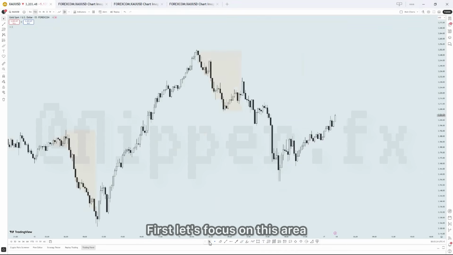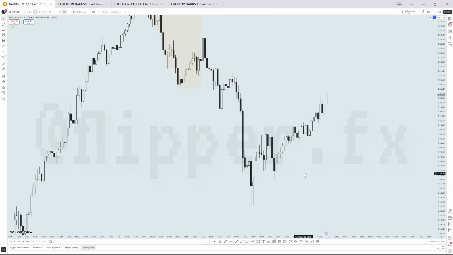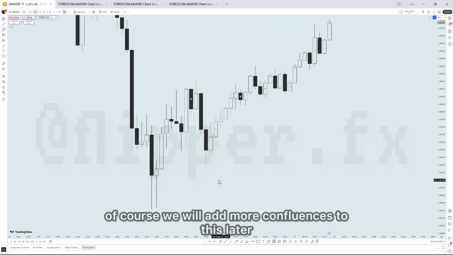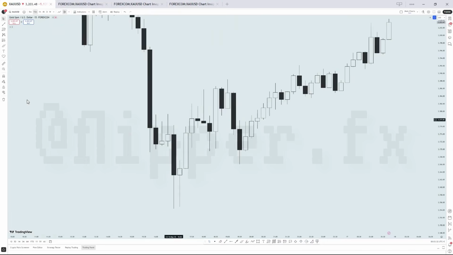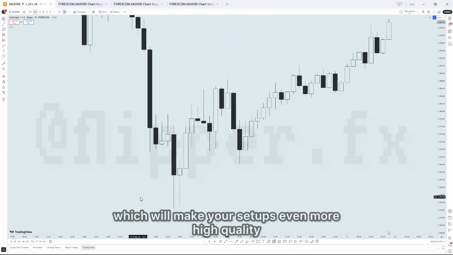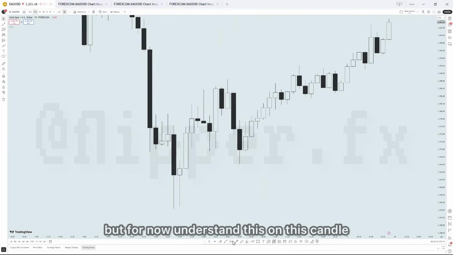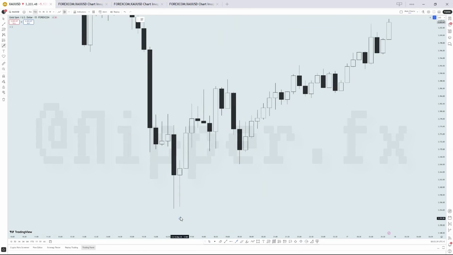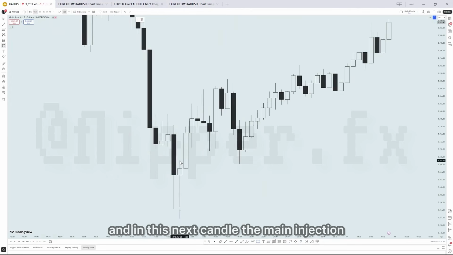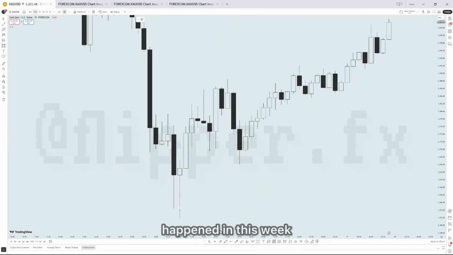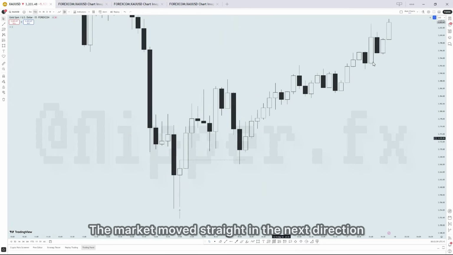First, let's focus on this area. Look at this zone closely. Of course, we will add more confluences to this later, which will make your setups even more high quality. But for now, understand this. On this candle, the order was injected, and in this next candle, the main injection happened in this wick. You can see that the market came back and revisited this area. After picking up the order, it didn't stay. The market moved straight in the next direction.